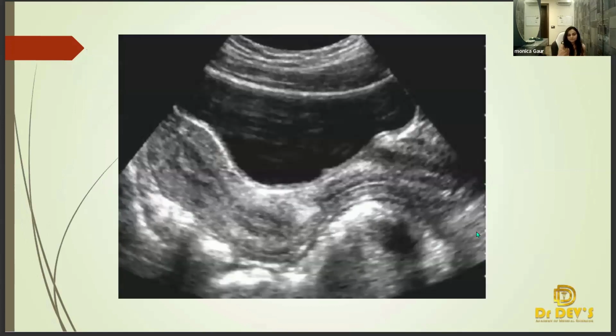I hope, since it's not a class, you'll still be able to answer it. Which view is it? Answer it to yourself. This is the longitudinal view. Fundus till here, and this is the vagina. What is this line? This white line in the vagina, and why is the white line present? Just work it out for yourself.